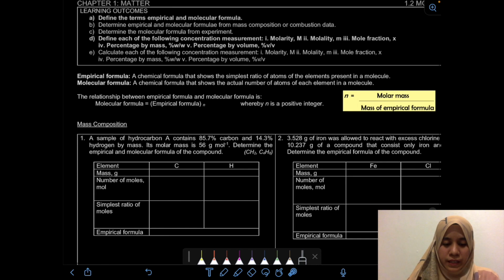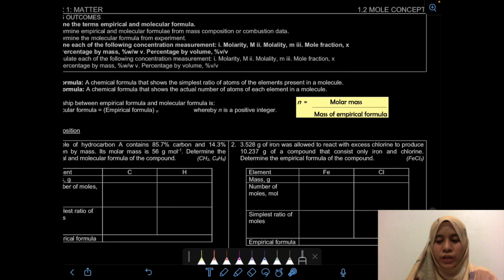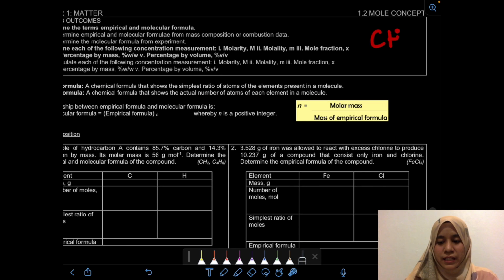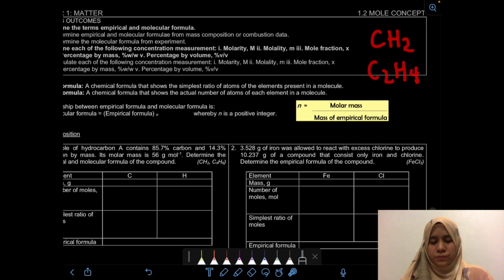Okay. And then the molecular formula is the chemical formula that shows the actual number of atoms of each element in the molecule. So what we said earlier is the empirical formula, but this one we can call the molecular formula, because it shows how many there actually are. We're not going to simplify it.